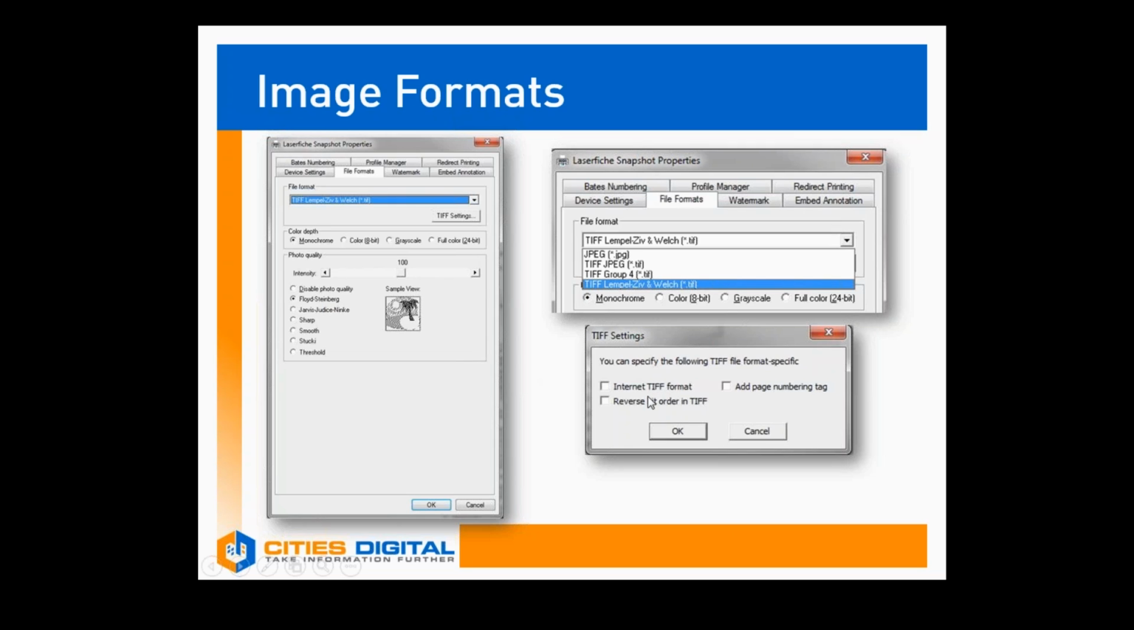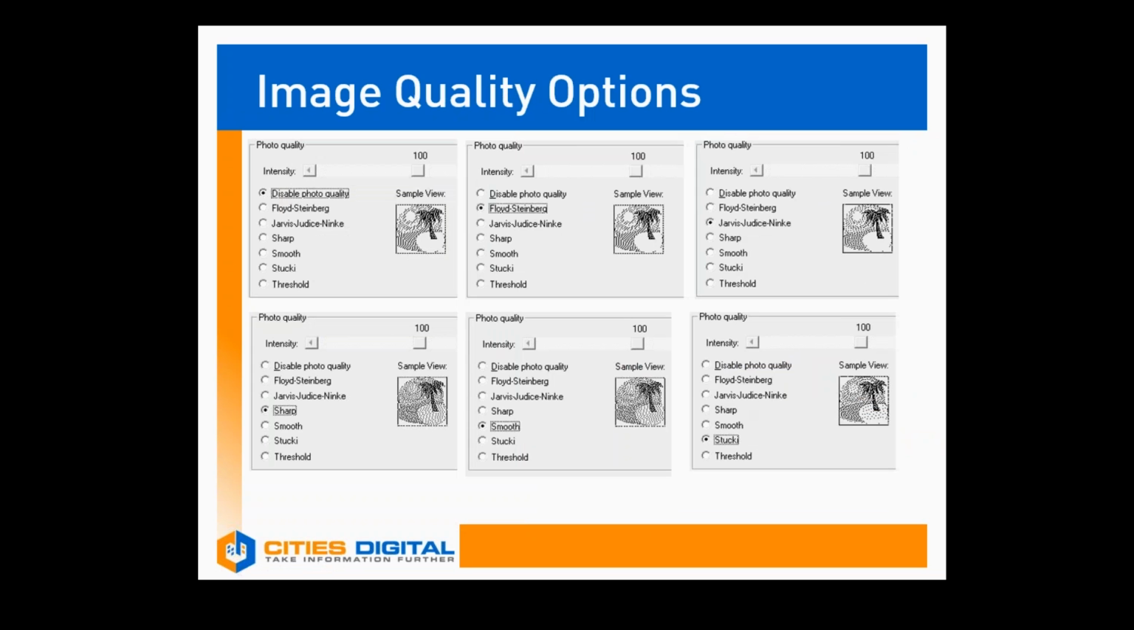All right. So we can also, you notice down here, TIFF settings. So if you do choose TIFF, you can make it the internet TIFF format, reverse bit order in TIFF, and add page numbering tag. So that's kind of handy.